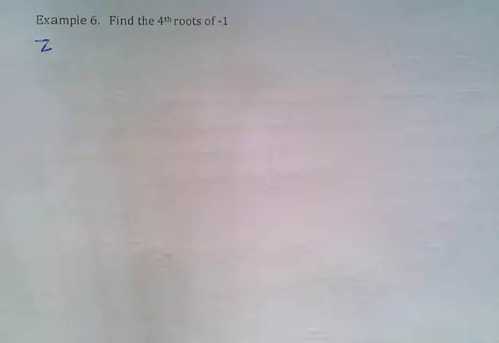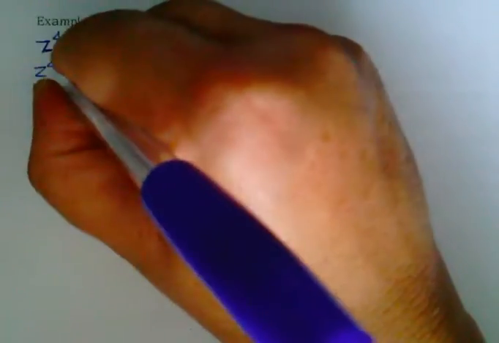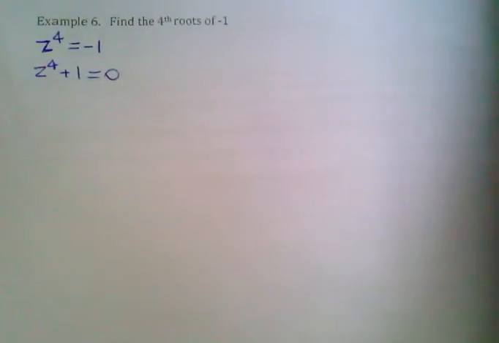This is page 5 of the Polynomials booklet, example 6: find the fourth roots of -1. That's asking you to solve z to the power of 4 equals -1. We make this into an equation. We've got z to the power of 4 plus 1 equals 0.